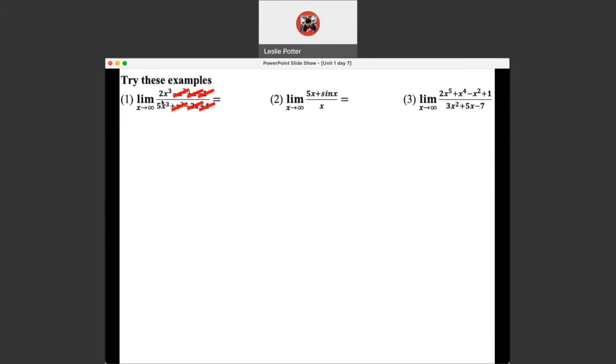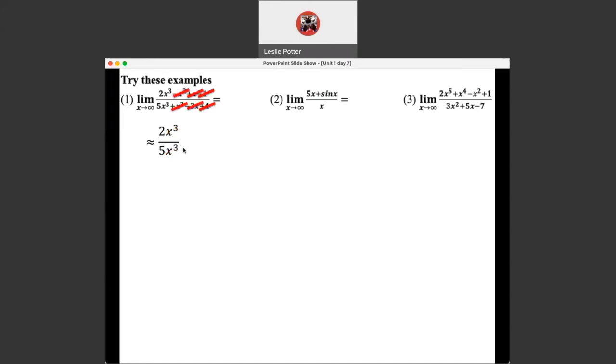Those are the only things that are going to matter when we're out at infinity. So I can boil this really complicated expression down to that, because I am looking at the end behavior. I'm looking at the limit as x approaches infinity.